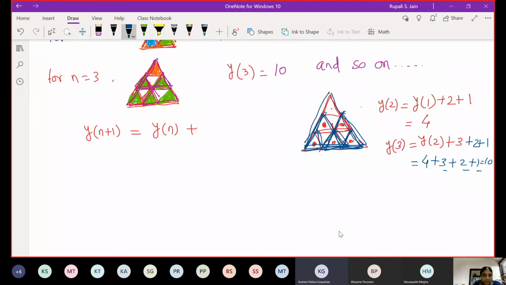So can you tell me the generalized relation now? y at n as it is plus n.